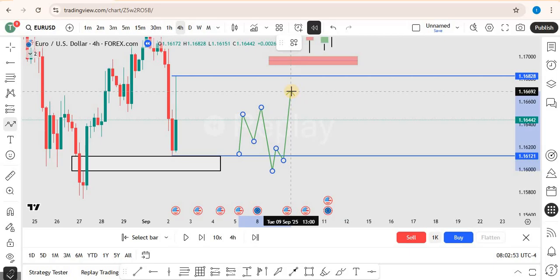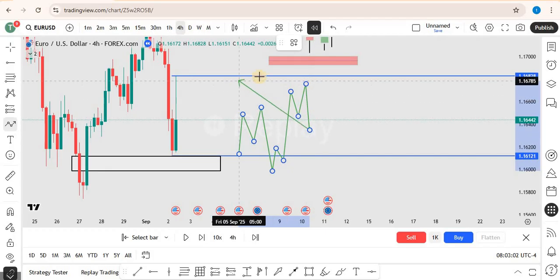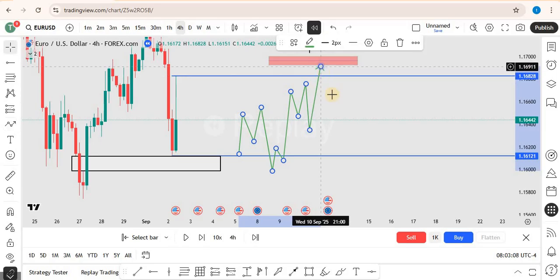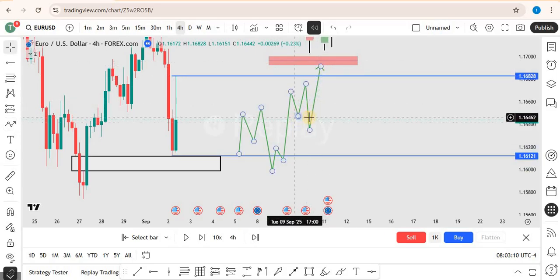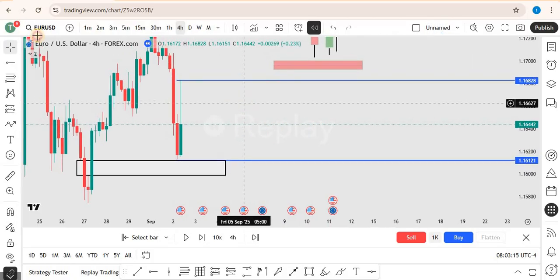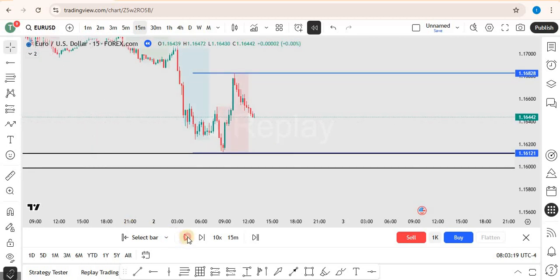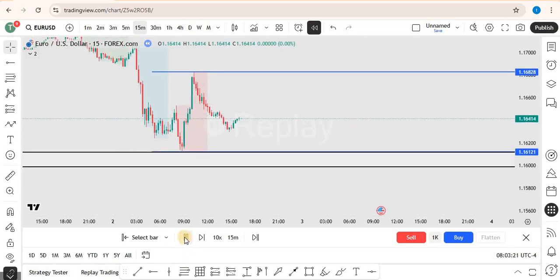Let's say you miss the trade, then you wait for the kiss of death, meaning a fake change of character or break of structure before the objective has been reached. So you wait, and that's how the kiss of death also works. Okay, so we shift into the 15-minute time frame, and we will wait for price to react on our level.